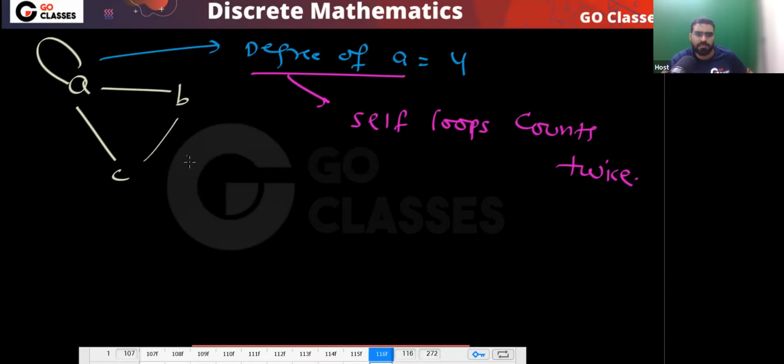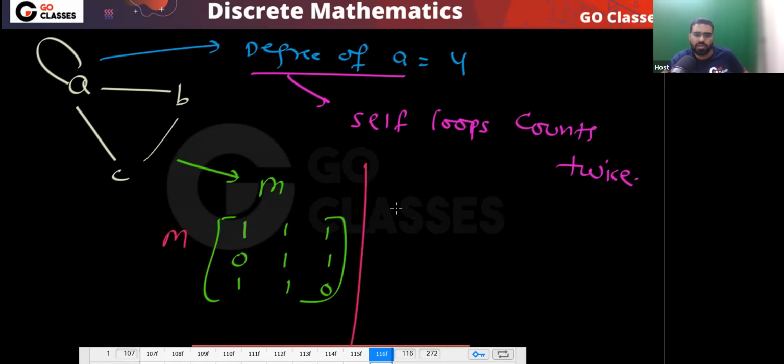Take this example. So for this, what will be M? M is quite simple. From A, that will be 1, 1, 1. Okay, so ABC by ABC. From B, that will be 0, 1, 1. And from C, that will be 0, 1, 1. So this will be M. This is your M. What is M square?